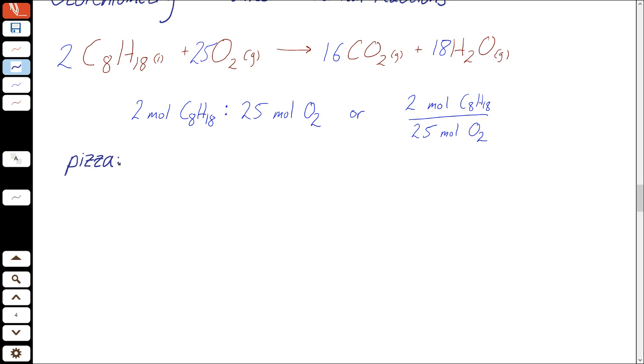This is new. So pizza, we're going to define a very simple pizza, a very basic pizza that is just cheese, sauce, and crust. All right. So let's say that our pizza reaction looks like this. You need 1 crust. You need 5 ounces of tomato sauce. And you need 2 cups of cheese. And that gets you 1 pizza.